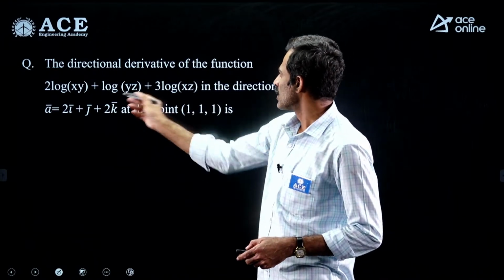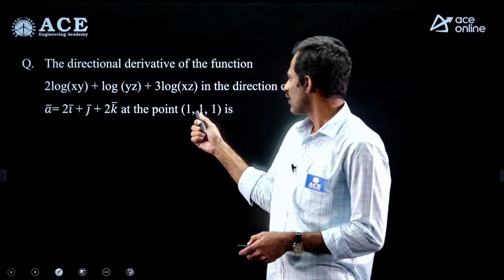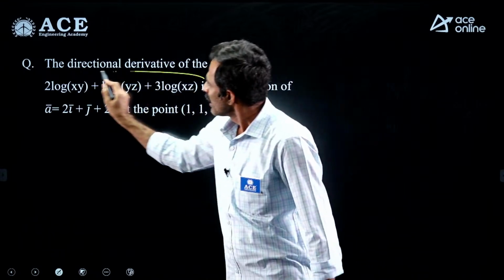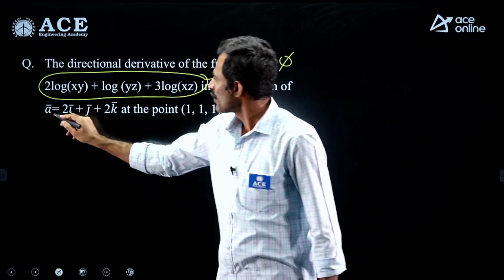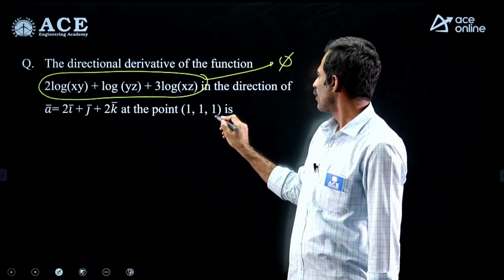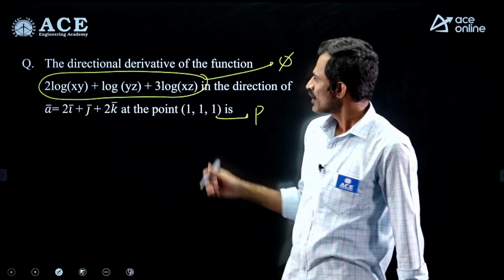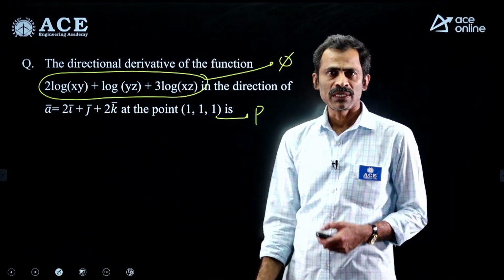The directional derivative of the function in the direction of this vector at the point P. Now this is the scalar function; let us suppose this is phi, and this is the direction vector. It is a point P. First we need to find the gradient of this function, that is a vector.